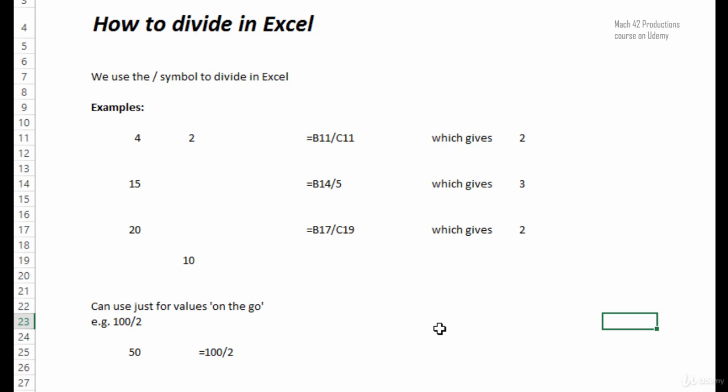This division symbol can also be used for values on the go. So in other words, if you've got 2 values that don't belong to a cell, you can still work that out and output the result into a cell. So for example, if we had 100 and we wanted to divide it by 2, we would write in the cell equals 100 divided by 2, and that would give us 50.